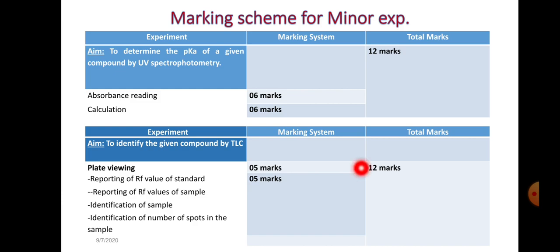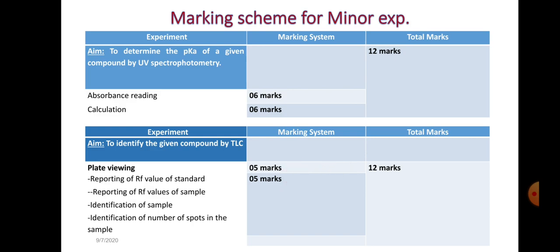The other experiment is to identify the given compound by TLC, which is a very popularly asked minor experiment in the examination. So plate development, how well you have developed the plate, what is the resolution of the separated compounds, that will have 5 marks. Then reporting of Rf value of standard, Rf value of sample, identification of sample, identifying how many spots are there in the sample, all these together will have 5 marks.